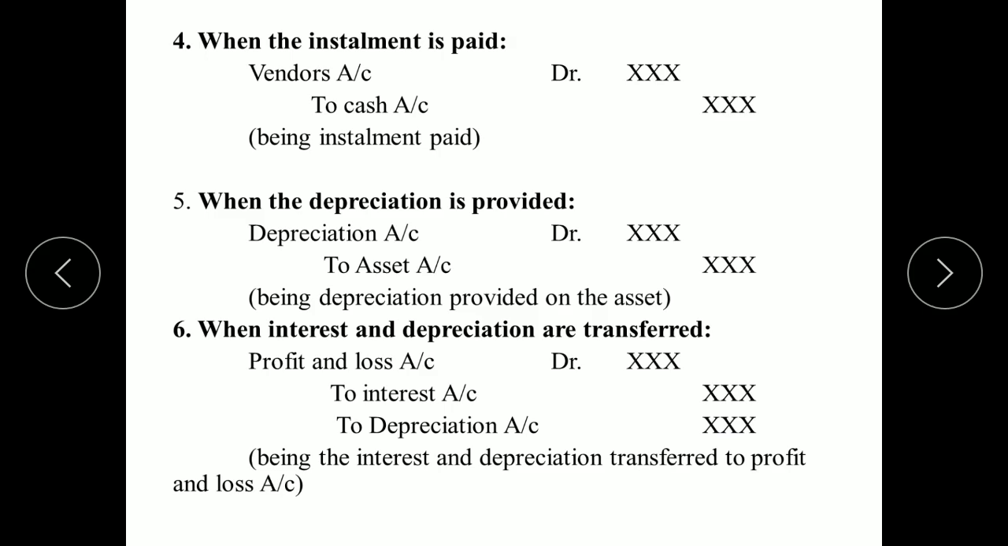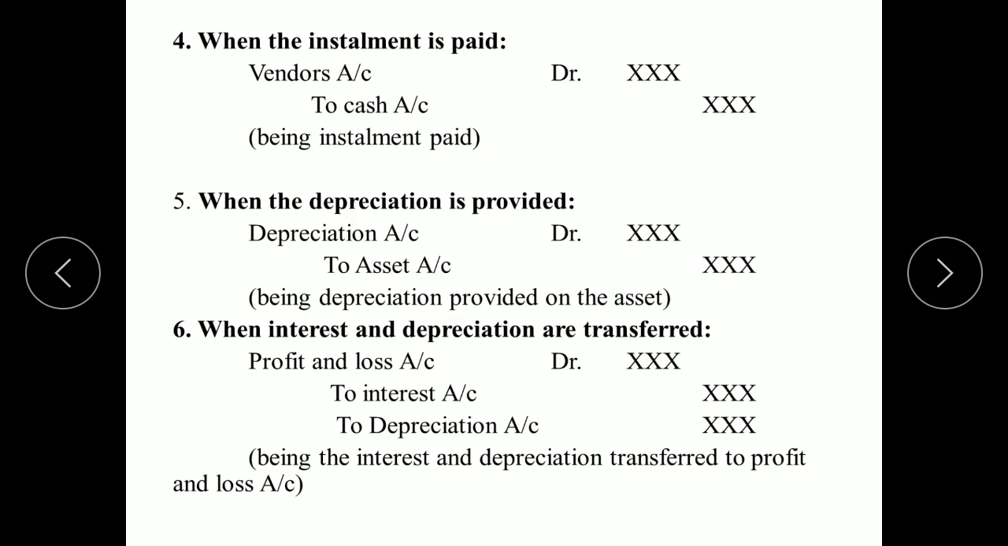Next one, when the installment is paid. So when installment is paid, the journal entry is vendor's account debit to cash account. This is with the amount of installment. Next, when the depreciation is provided, the hire purchaser who is using the asset will be providing depreciation on the asset. So when depreciation is provided, the journal entry is depreciation account debit to asset account with the current year's depreciation. And the last journal entry is for transfer of interest and depreciation.